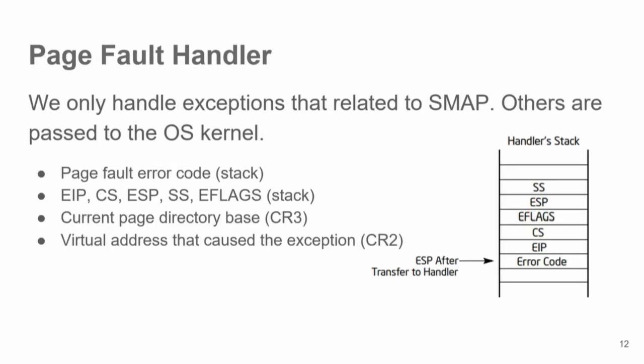In the page fault handler, we only handle the exceptions related to SMAP. All others we just pass through to the OS kernel. In the handler, we can get some useful information from the stack, like the page fault error code and some registers. We can get the current page directory base from CR3, which tells us who the current process is, and we get the faulting virtual address from CR2.